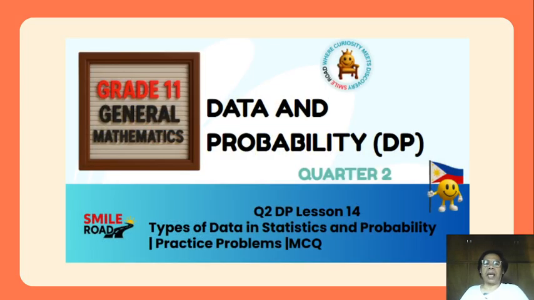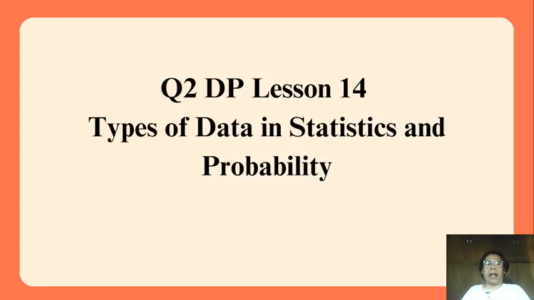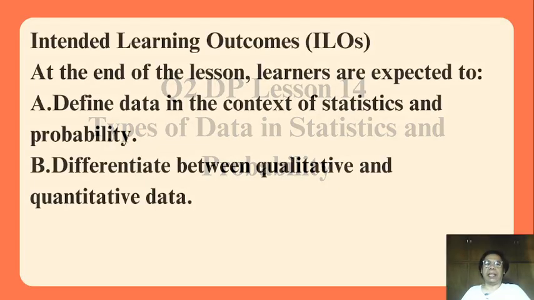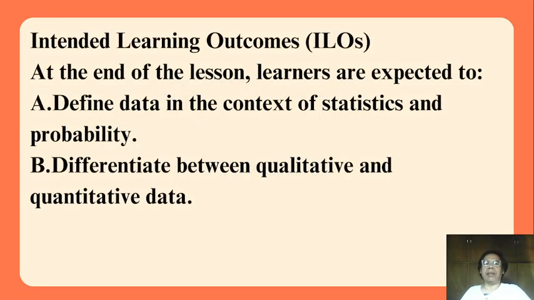Our lesson for today is about types of data in statistics and probability. And this is quarter 2 data and probability for grade 11 general mathematics. Our topic for today is about the types of data in statistics and probability, and this is quarter 2 DP lesson number 14. Intended learning outcomes.